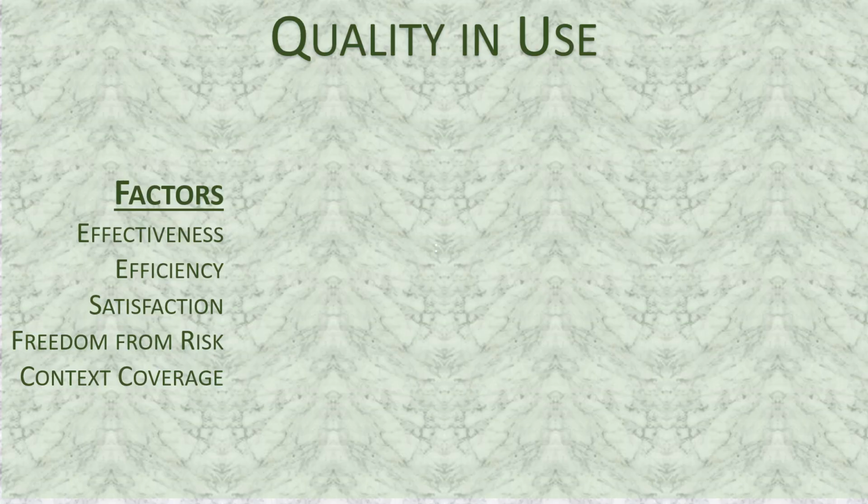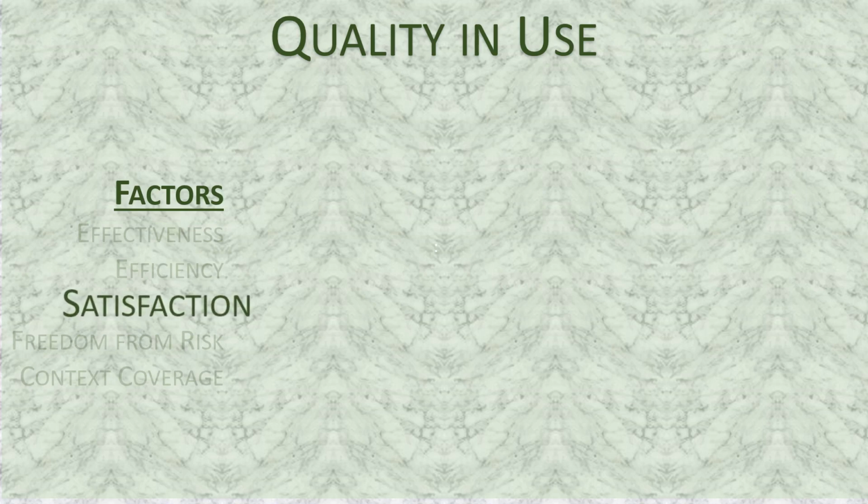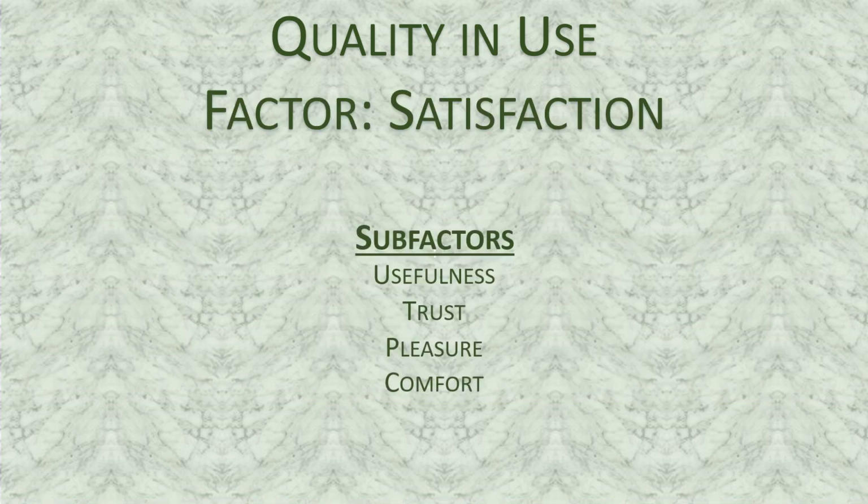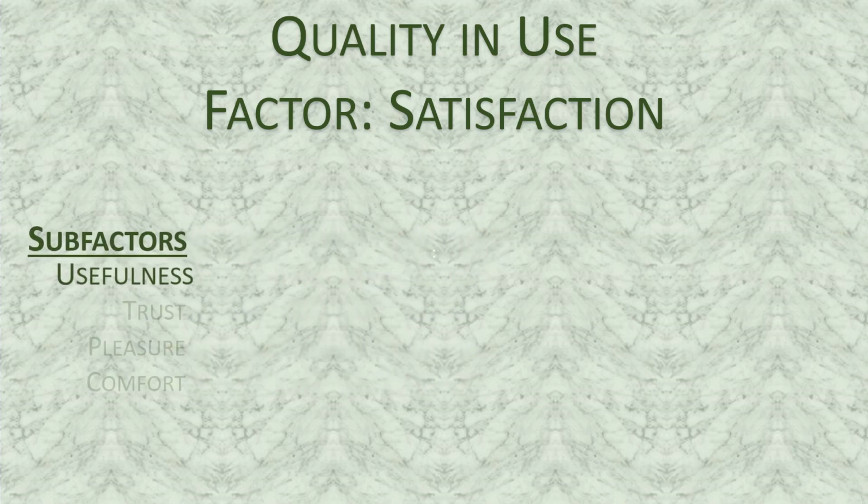The third factor is satisfaction. Satisfaction is defined as the degree to which the stakeholder needs are satisfied when a product or system is used in a specified context of use. A stakeholder's satisfaction is a function of their response to the use of the system and their attitude toward the product's use. Satisfaction is broken down into 4 subfactors: usefulness, trust, pleasure, and comfort.